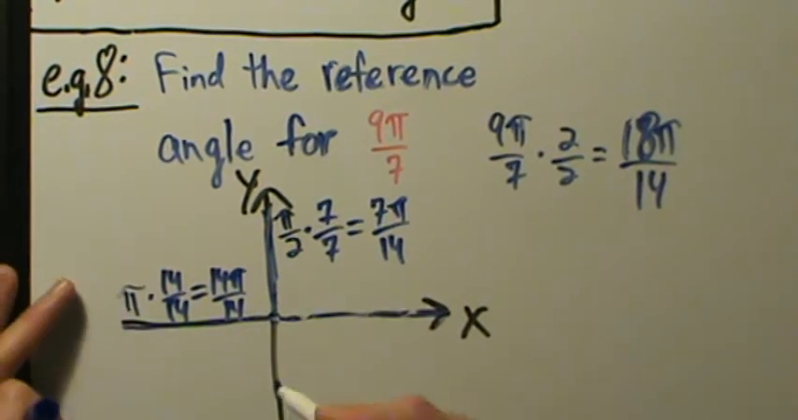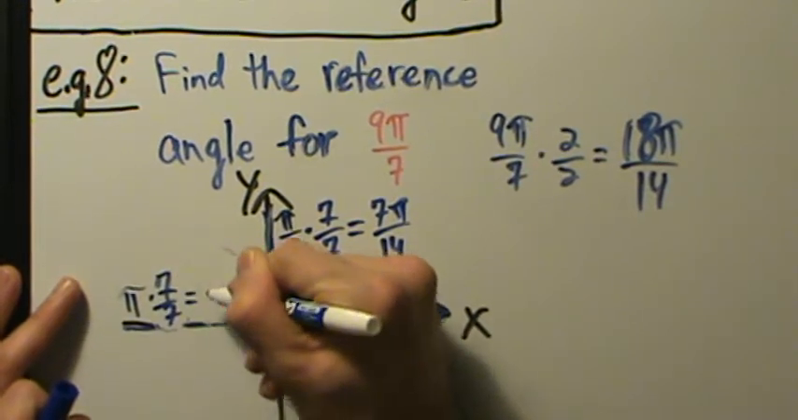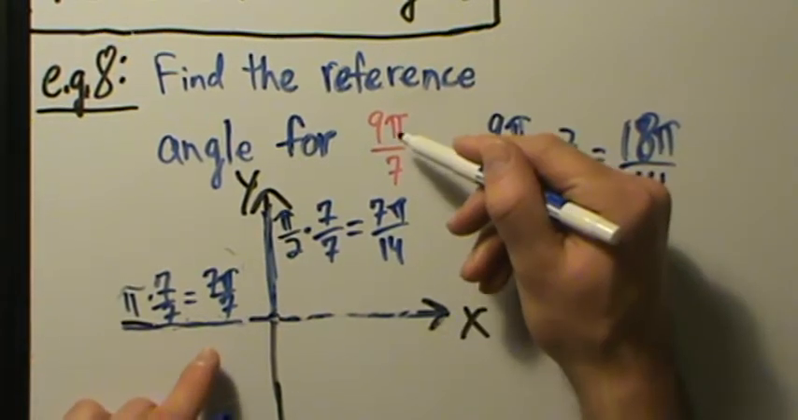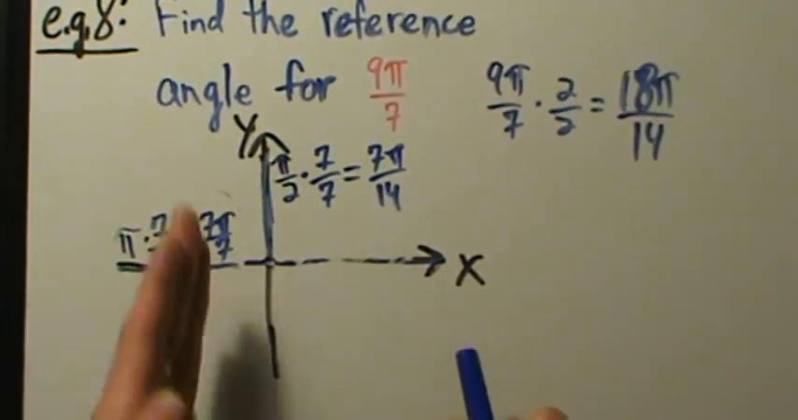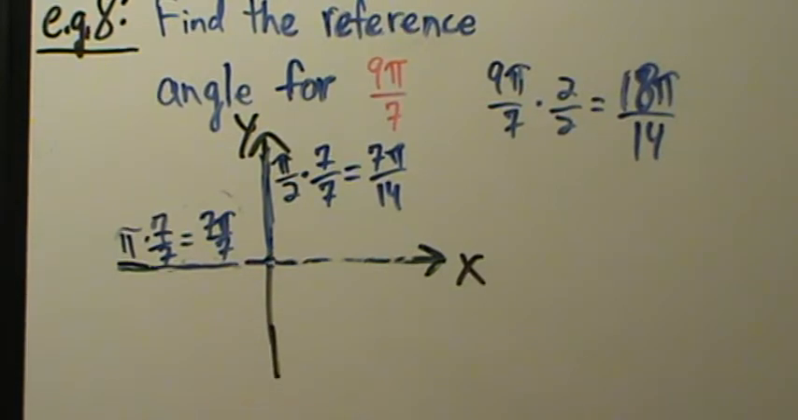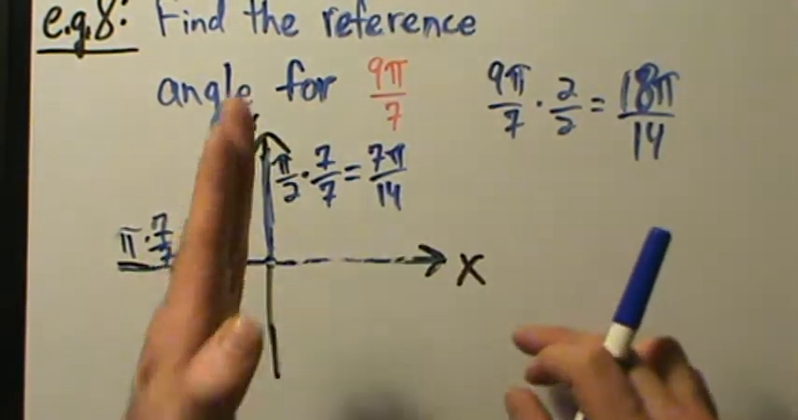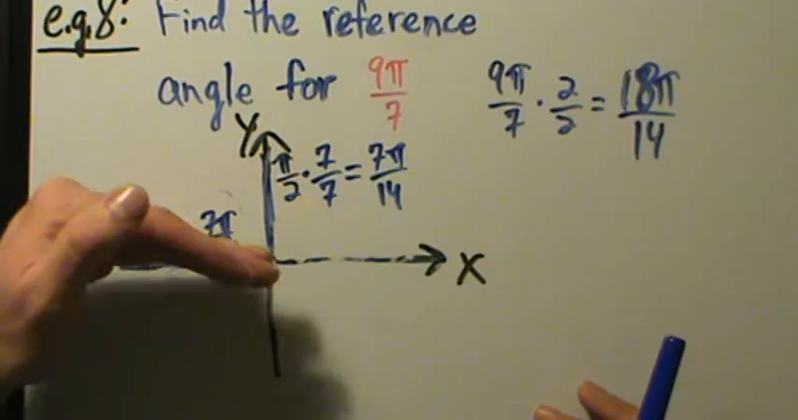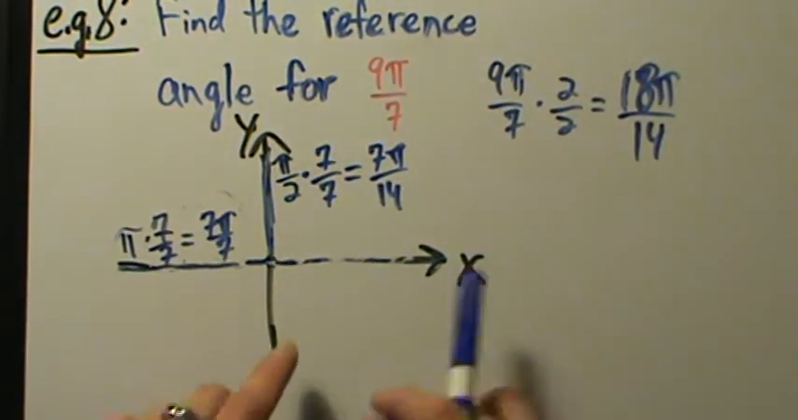Or if you wanted to do 7 over 7 instead, you could say pi times 7 over 7 equals 7 pi over 7. And 9 pi over 7 is still larger than that, so we have to keep going. So whether you use 7 or 14, either way you'll see you have to keep going. So again, what are we doing? We're trying to find two angles to bound this guy, 9 pi over 7 or 18 pi over 14, same thing. We're trying to bound it between two of these quadrantal angles. Remember that definition from way back, quadrantal angles on the axes. We're trying to bound this angle between two of these so that we can find out what quadrant it's in.